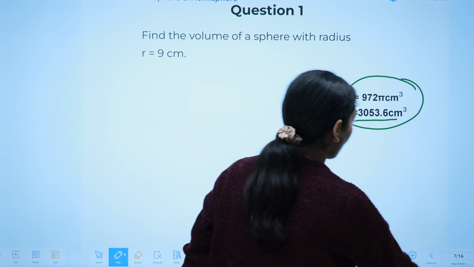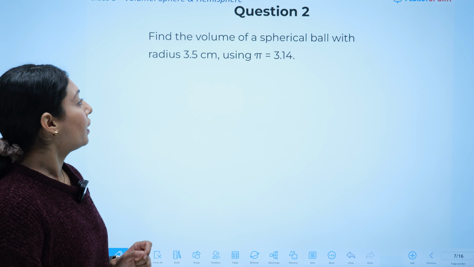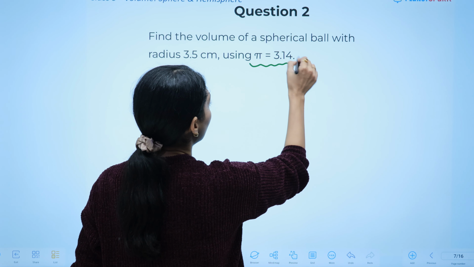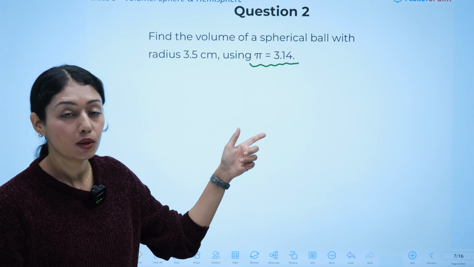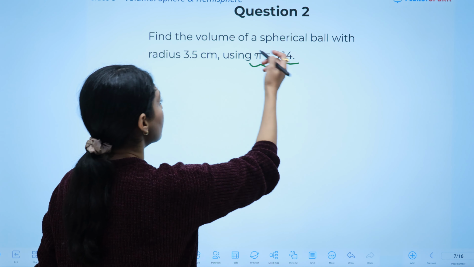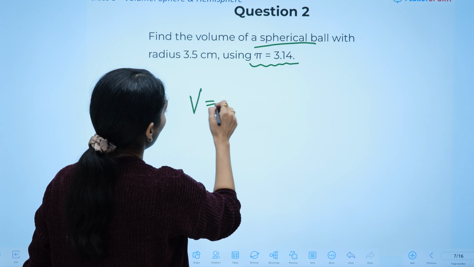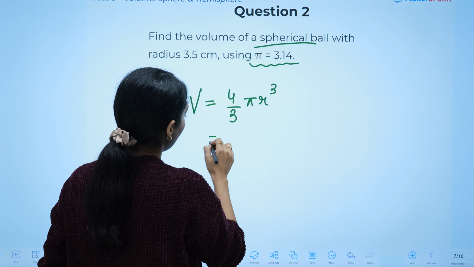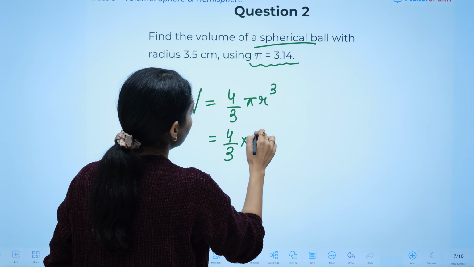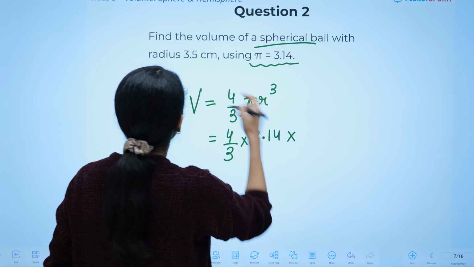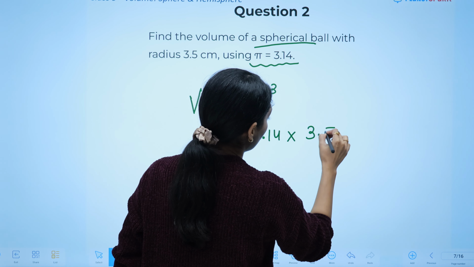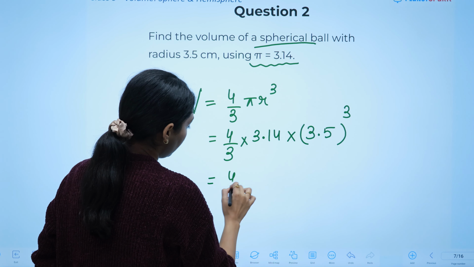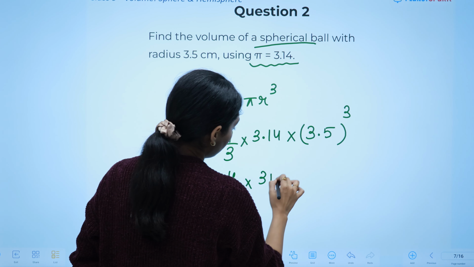Okay then, next question. Find the volume of spherical ball with radius 3.5 centimeter using pi is equal to 3.14. अब mentioned है pi की value, तो यही value हम use करेंगे. So let's do it. Sphere है हमारे पास, we have to find the volume. What is the formula everybody? 4 by 3 pi r cube. Substitute the values here. 4 by 3, pi is 3.14. Radius is what everybody? 3.5. So 3.5 whole cube. Right? Decimals remove करेंगे, cancel out करेंगे with the common factors.